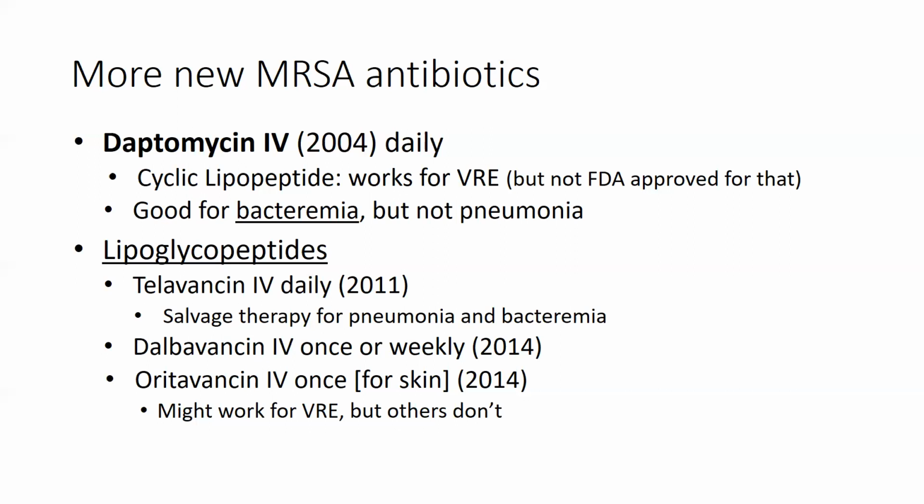Dalbavancin and oritavancin are ultra-long-acting lipoglycopeptides, half-lives that last 7 to 10 days, and they can be given in one-dose regimens, or dalbavancin has a two-dose regimen approved. And we've started to experiment with these a little bit more for severe infections like endocarditis or osteomyelitis that need 6 weeks of therapy, but there is not a lot of clinical trial data yet with those.